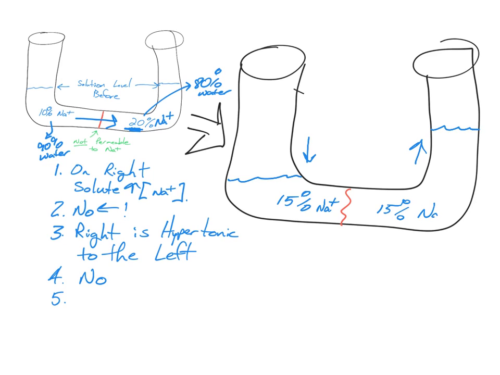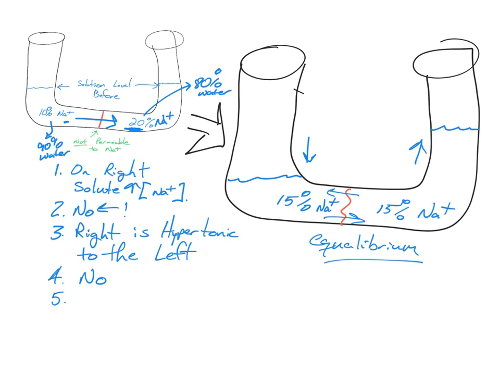I thought the solute was 10% and 20%, but as the water leaves the left side and goes to the right, the left side becomes more concentrated and the right side becomes less concentrated until you get equilibrium, which is when both sides are equal. So now they're isotonic. Every time a water molecule goes one way, a water molecule goes the other, it's equilibrium. So that's kind of tough. That was a tough one, right?